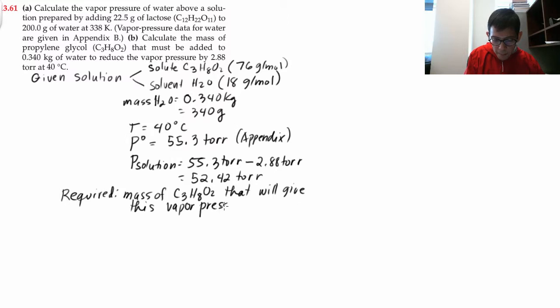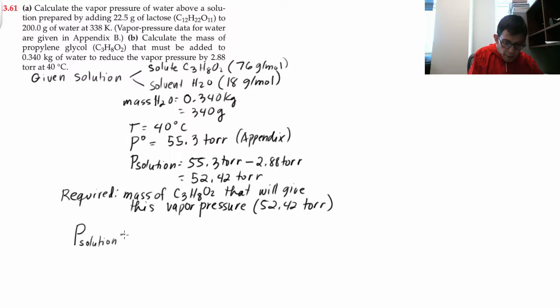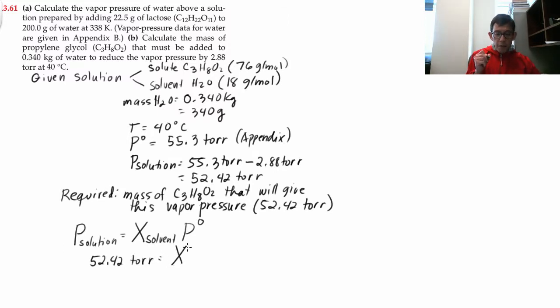The 52.42 torr. So we go back to the formula. The vapor pressure of a solution is equal to the mole fraction of the solvent times the vapor pressure of the pure solvent. We know the vapor pressure of the solution is 52.42 torr. We're solving for the mole fraction of the solvent, the mole fraction of water, and the vapor pressure of pure water is 55.3 torr.